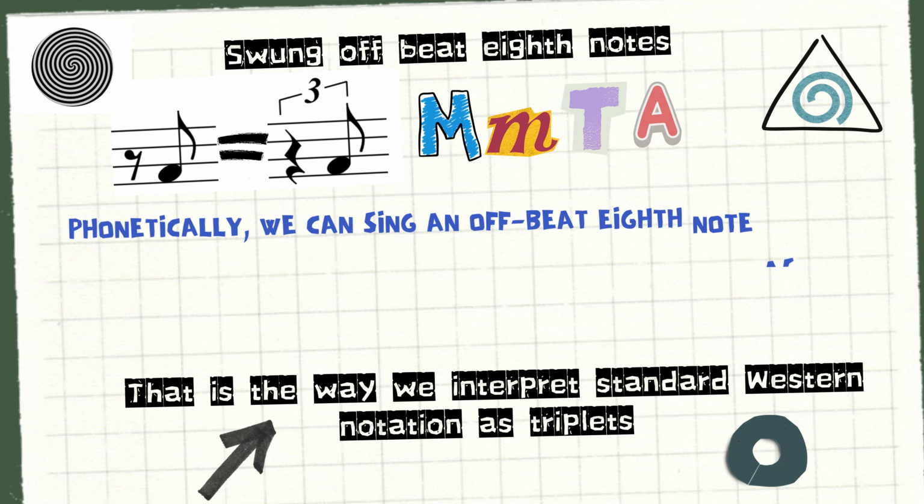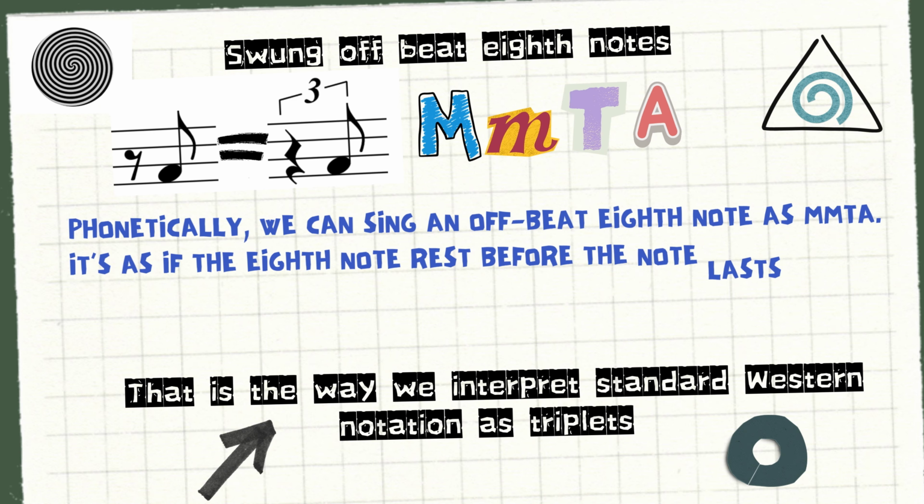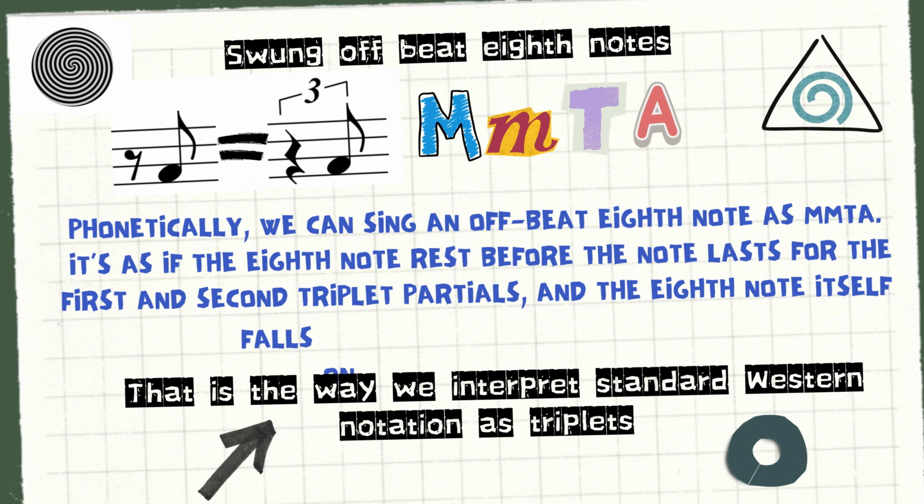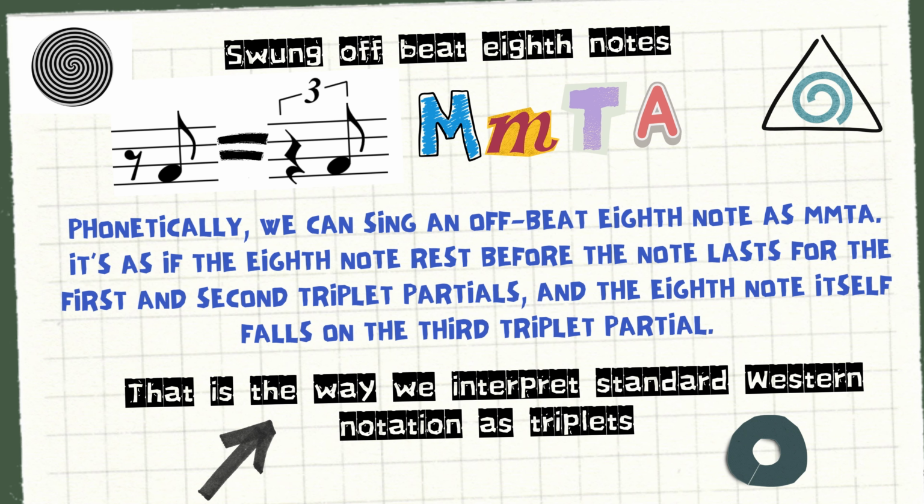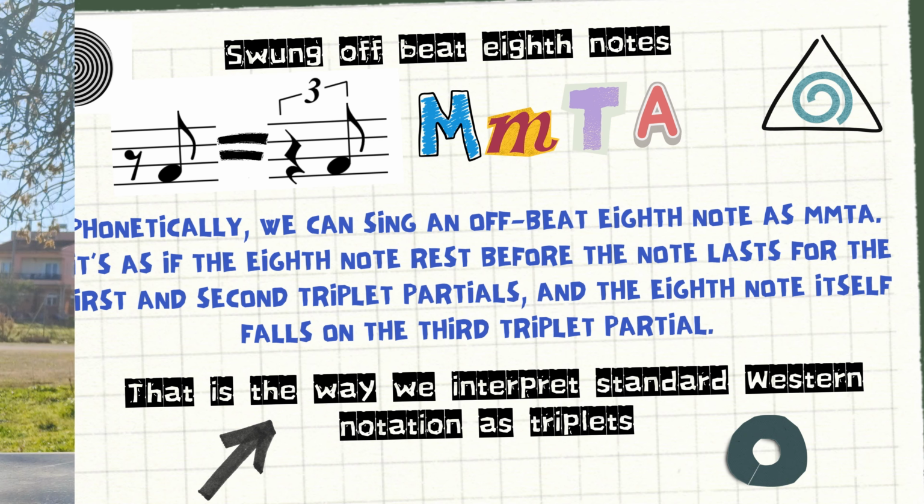Phonetically, we can sing an offbeat 8th note as shh-ta. It's as if the 8th note rests before the note lasts for the first and second triplet partials, and the 8th note itself falls on the third triplet partial. That is a way we interpret and vocalize swung eighths in Western notation as triplets.